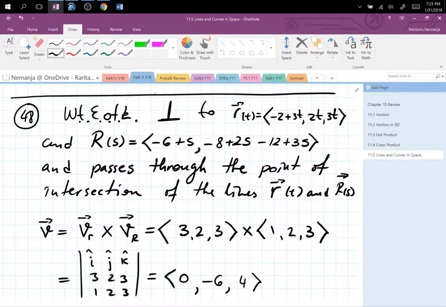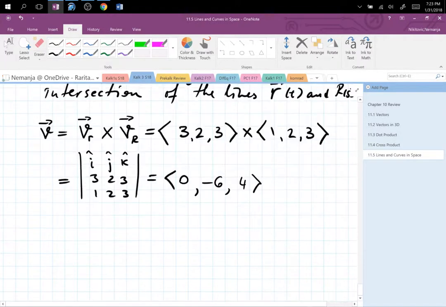Because in space, see, one line is governed by parameter s, the other one is governed by parameter t. What do they share in common? In order for them to intersect, they have to share common x-coordinate and common y-coordinate.